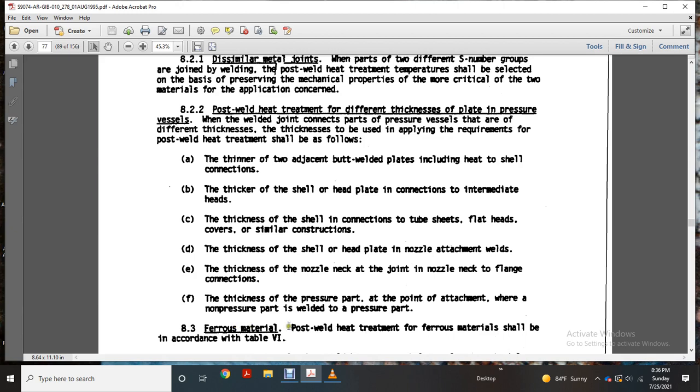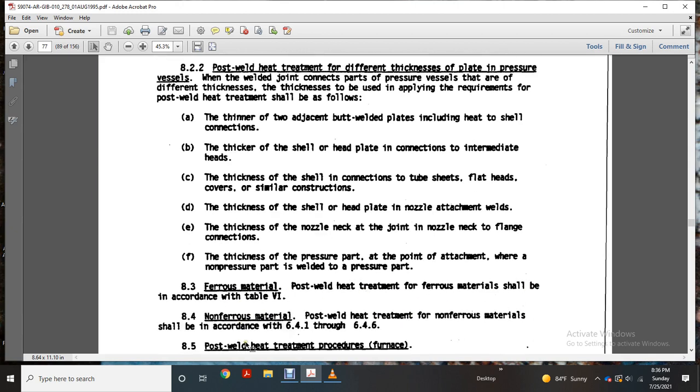83 ferrous material. The post-weld heat treatment of ferrous metals will conform to Table 6. Non-ferrous materials post-weld heat treatment of the non-ferrous materials shall conform to 641 through 646.